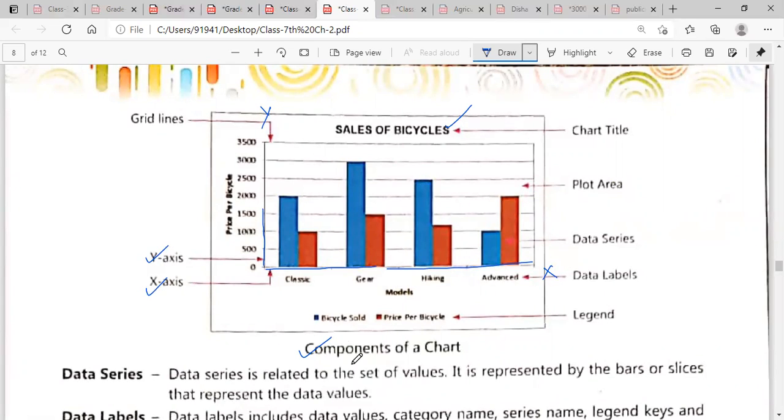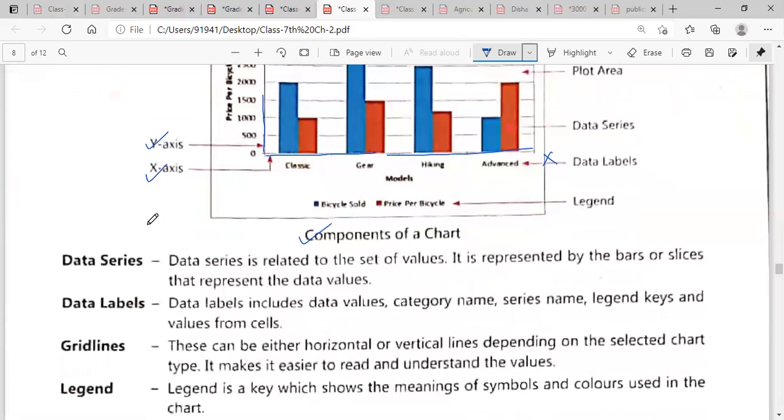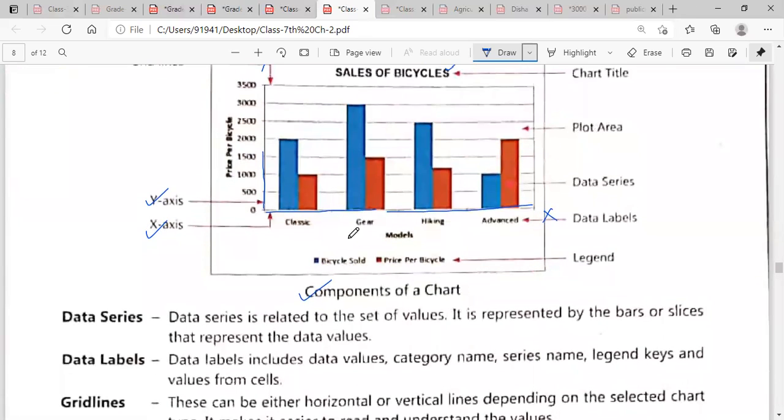And next is data series. Now, what is a data series? It is related to a set of values. Here is the data series. We represent the values here, represented by bars or slices that represent data values. We are representing bicycles sold in blue and price per cycle in red.